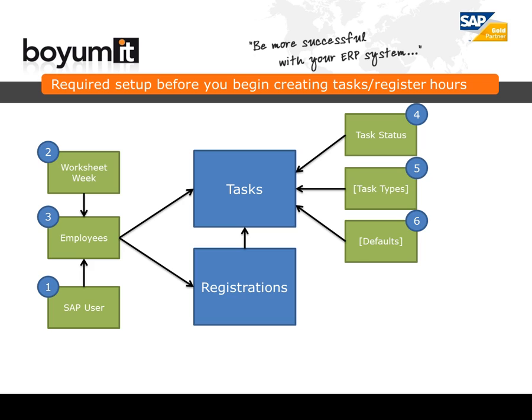So in summary, these were the 6 different additional data items we need to set up before we can actually make our first task, which we will do in the next e-learning session.